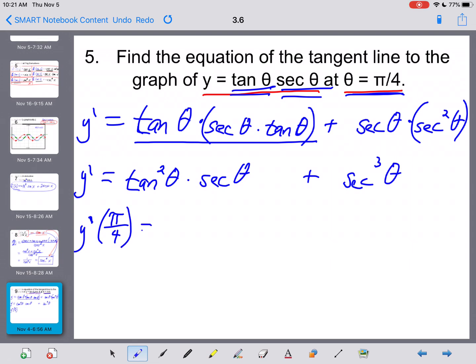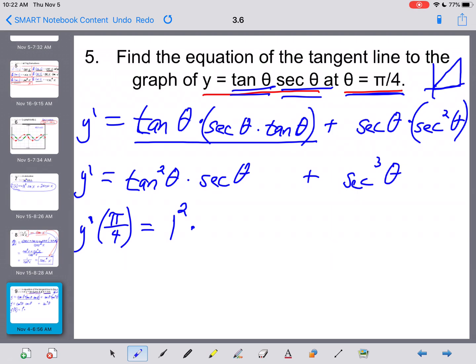What I'm really hoping you guys remember is that pi over 4 is in the first quadrant, and it's a 45, 45, 90 triangle right over there. Tangent then at that spot is going to be 1. So the tangent of pi over 4 is 1. That's going to get squared inconsequentially, and we're going to multiply that by secant at that same angle.